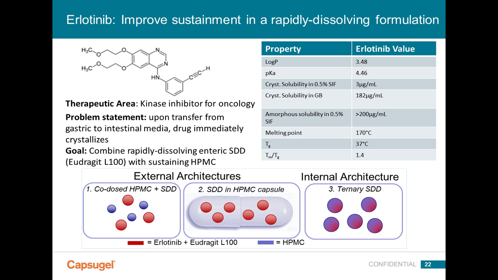Again, the strategy here is to employ a sustaining polymer alongside a fast-dissolving dispersion polymer. In this case, we chose HPMC, which should sound familiar to you, because it's been shown in our amorphous solubility test that it can help inhibit crystallization in this system, but also in many other similar weakly basic systems. We tested all three architectures for this particular case study and found them all to be successful with different advantages for each of them.